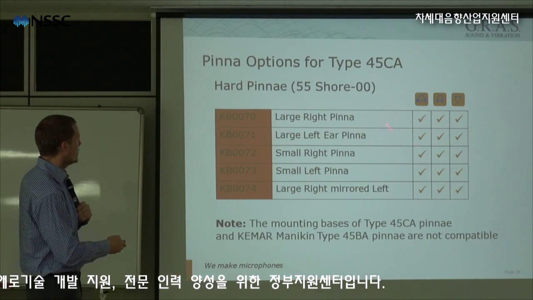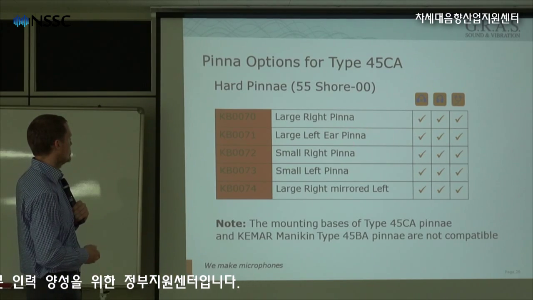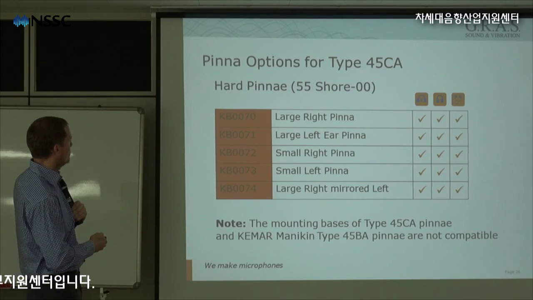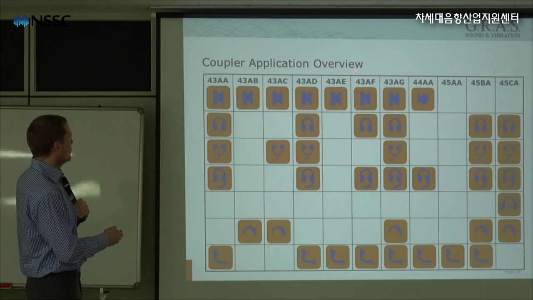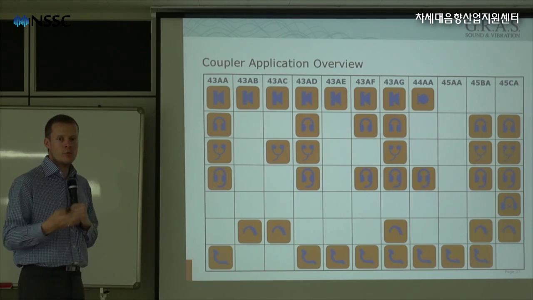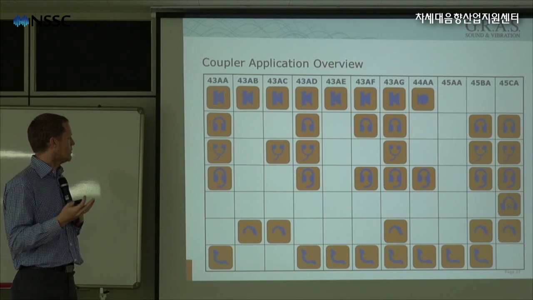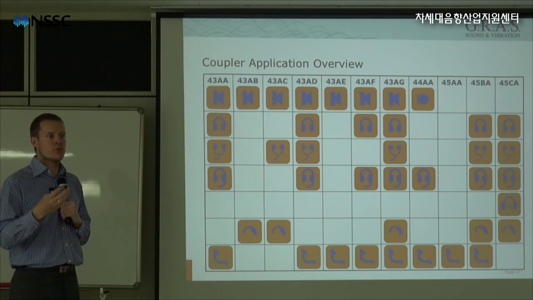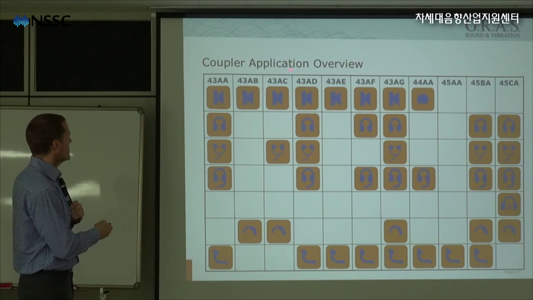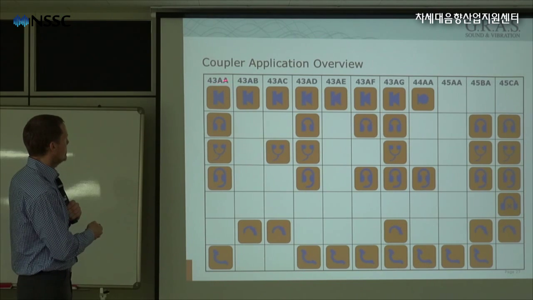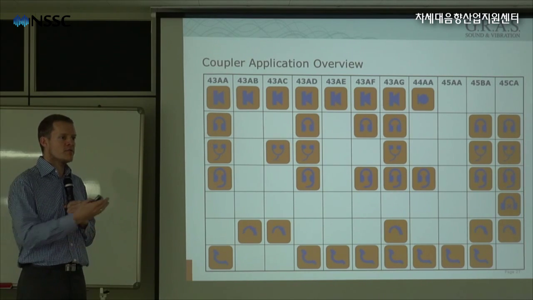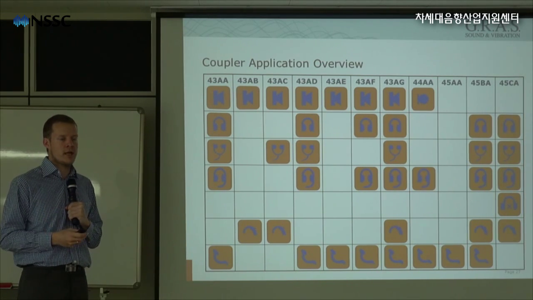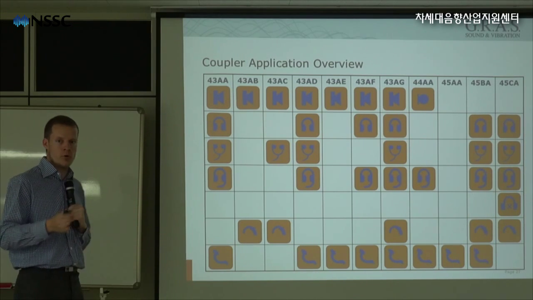And here is an upgrade table with all the different pinnae. I will not go further into that. The coupler application overview: if you are in doubt what features the product that we are offering has, there's a list here where you can see the product number, and you can see what area of test it is used for. So this gives a good overview of the different areas and what products you should look into.